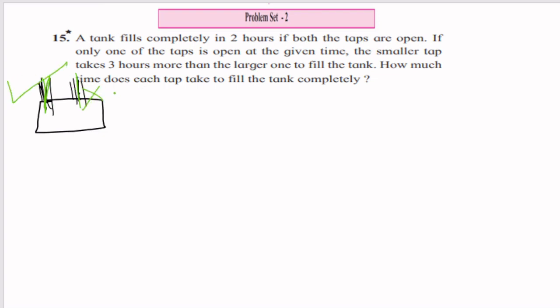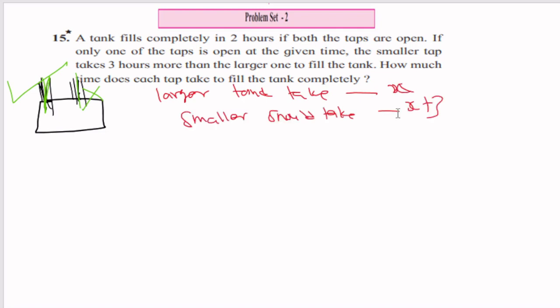The smaller tap takes 3 hours more than the larger one. They have given the condition. It means the smaller is taking 3 hours more than the larger. But what is the larger? They have not given it, so we have to assume. So the larger tap takes x hours. The smaller one should take x plus 3 hours. The larger takes x hours to fill the tank.